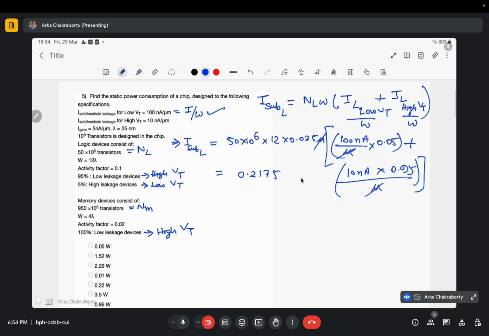Correct. So I'll be getting 9.5 plus 5, so it will become 0.2175 ampere. Okay, therefore the subthreshold current for logic would be 0.2175 ampere.